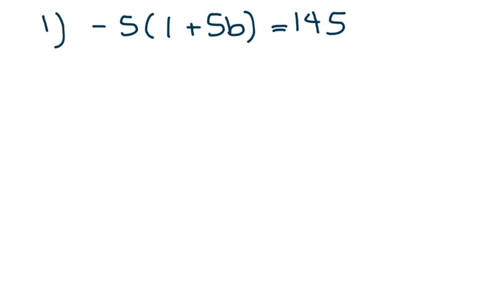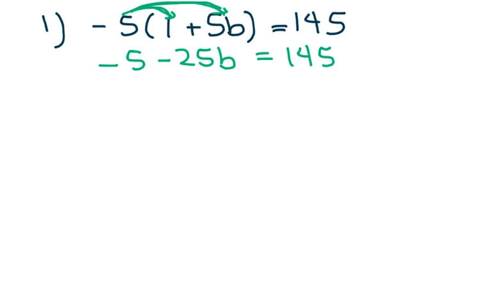So we have this first one, and you should already know about the distributive property. Basically, we're going to distribute by multiplying negative 5 times 1 and negative 5 times 5b. So negative 5 times 1, bear with me, just multiply in your head here. So this will be negative 5. And when you multiply negative 5 times 5b, you get negative 25b. And that equals 145.